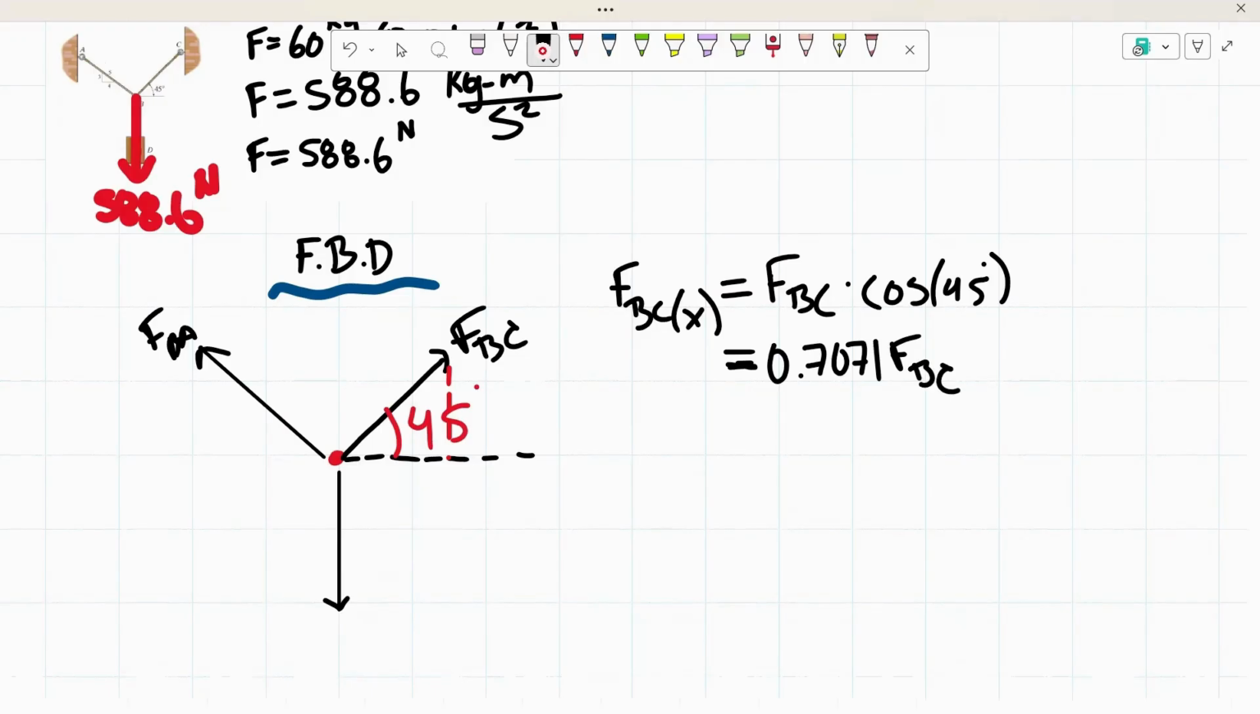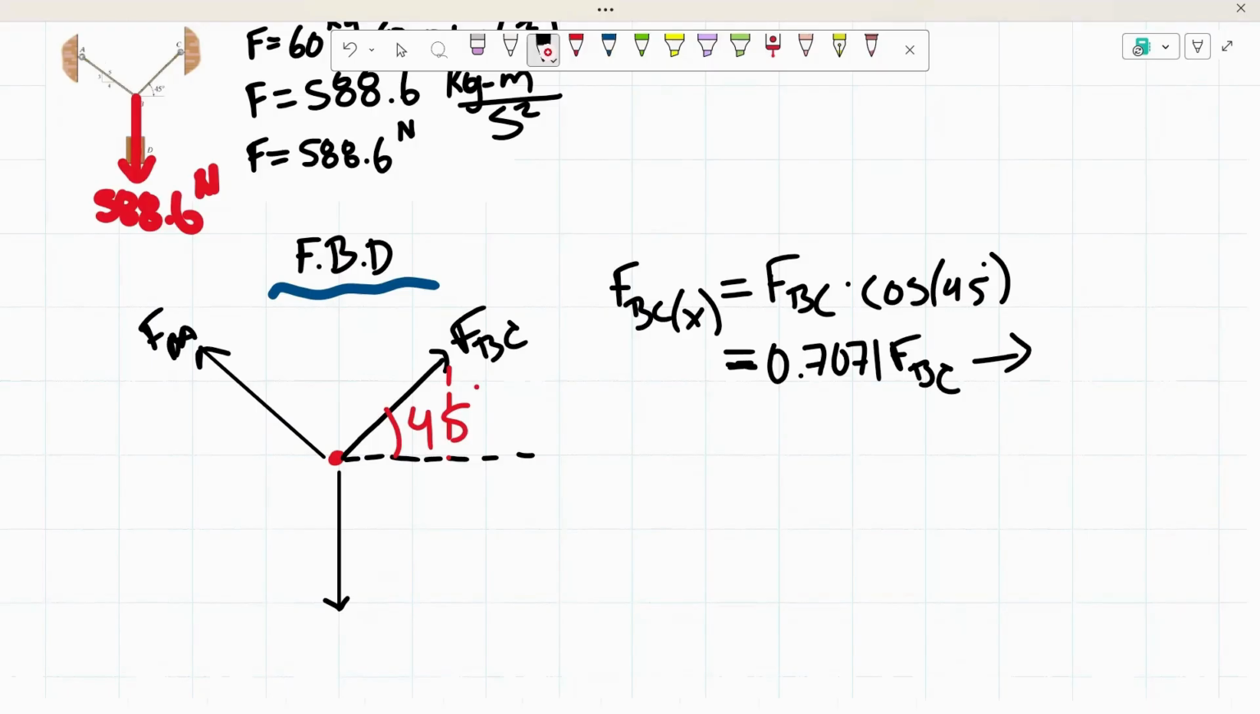And since it's a horizontal force, it is either acting to the right or to the left. And as you can see, this force is slanted towards the right. So it's 0.7071 FBC acting to the right.